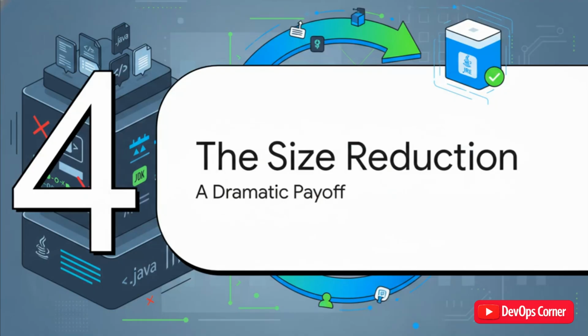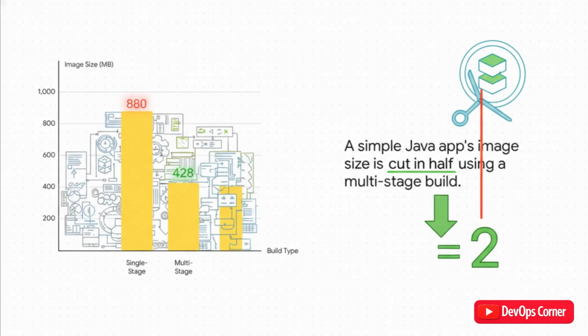Gone. So what's the actual payoff here? Is it worth the effort? Let's go back to that Java Hello World app and see what happens when we switch to a multi-stage build. And there it is. The proof is right there. The original single-stage image was that bloated 880 megabytes. But by separating our build from our runtime, the new multi-stage image is only 428 megabytes. We literally cut the size in half just by restructuring our Dockerfile.